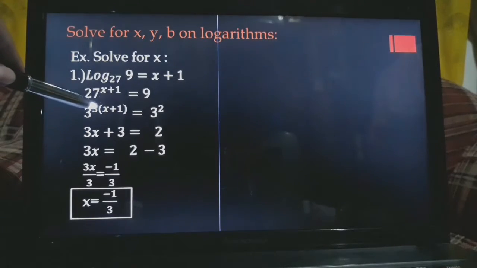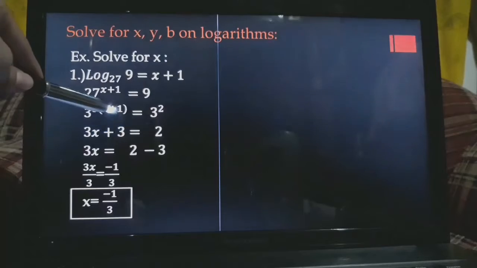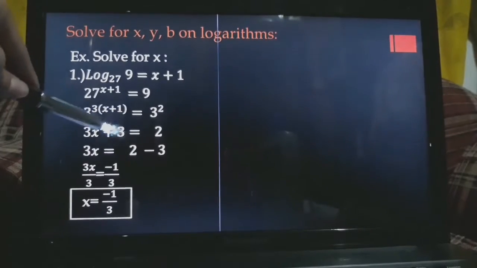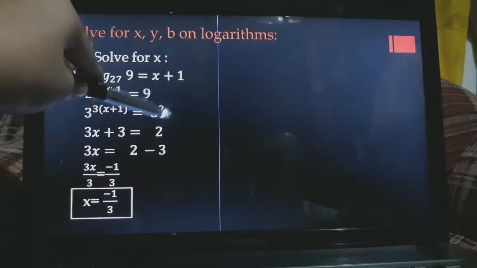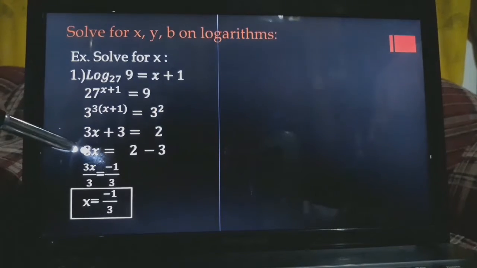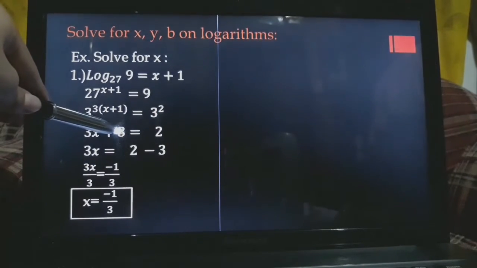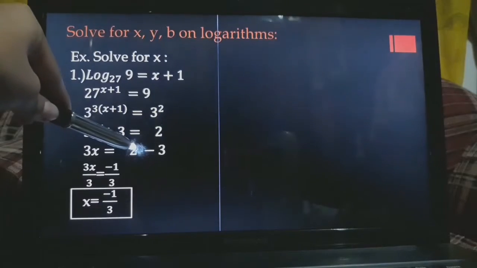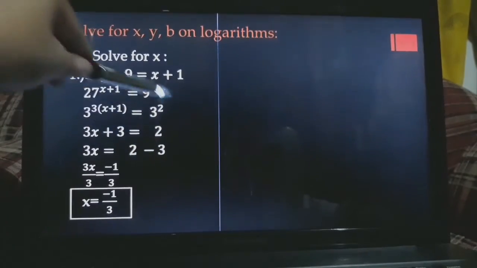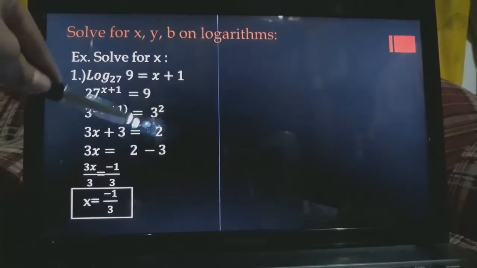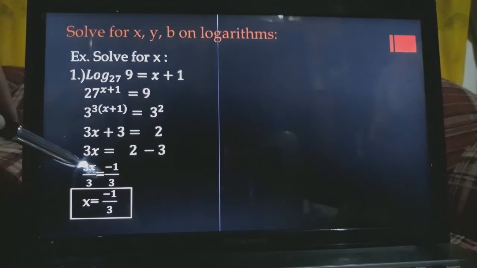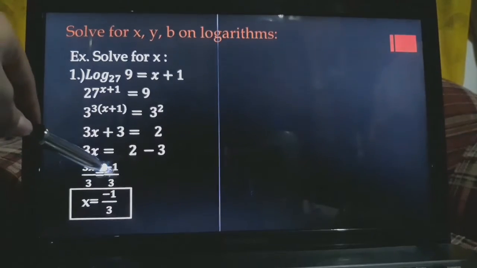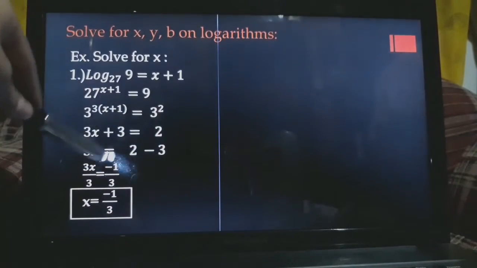3 times x is equal to 3x plus 3 times 1 is equal to 3. Then equal to 2. And then 3x, this will be transposed, so it becomes 2 minus 3. When you transpose, the sign will be changed. If positive, then it becomes negative. And then, next, simplify. 3x is equal to negative 1 because 2 minus 3 is equal to negative 1.